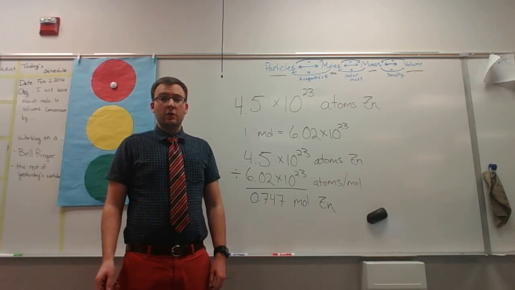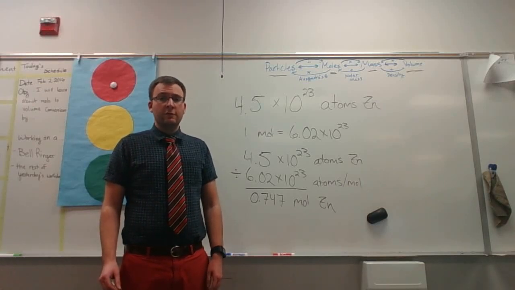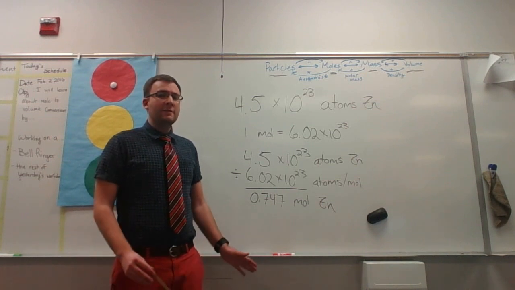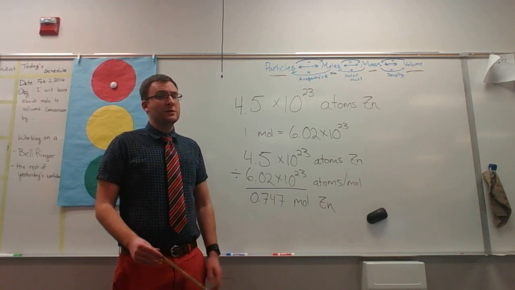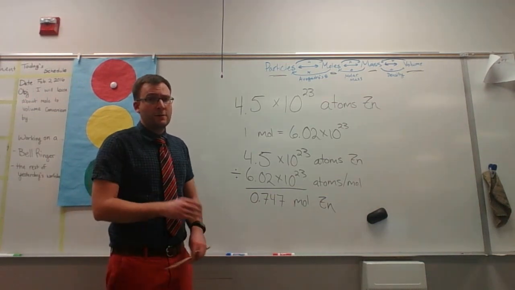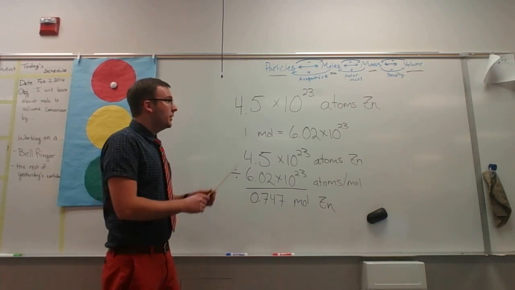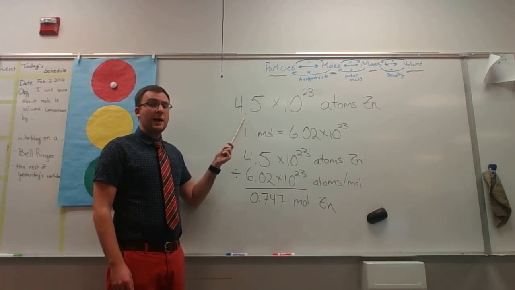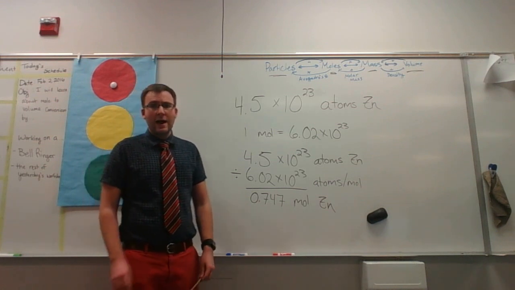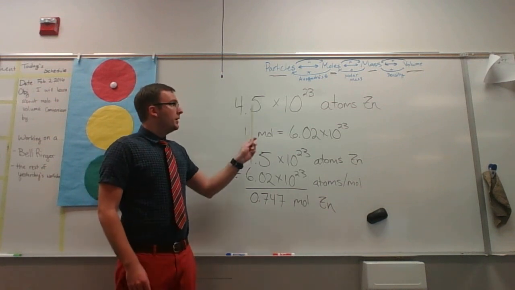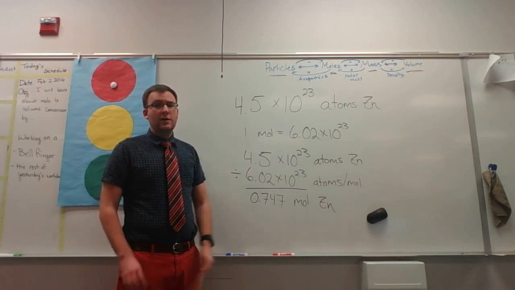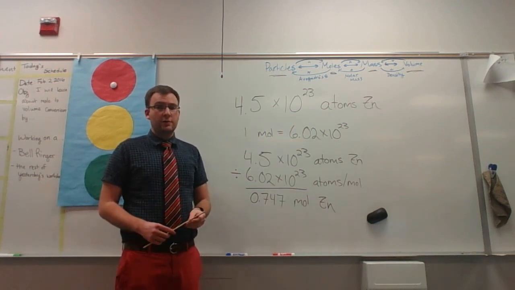Okay, in today's video, we're going to discuss how to convert between moles and particles. Now, I have this problem all laid out. I'm just going to talk about it step by step so we can understand how that conversion factor works. First, let's say I have 4.5 times 10 to the 23 atoms of zinc. Now, I want to know how many moles this total amount of atoms is worth.